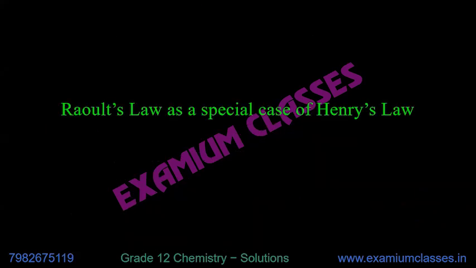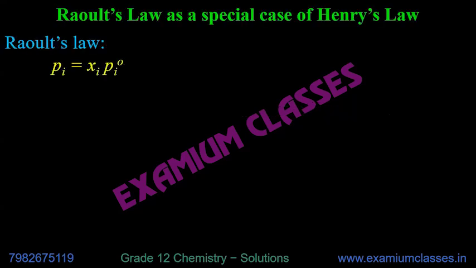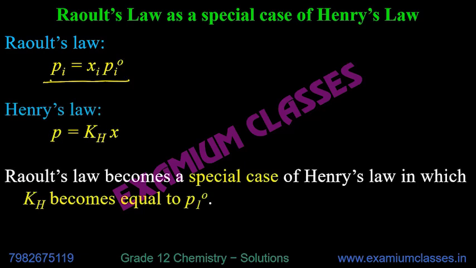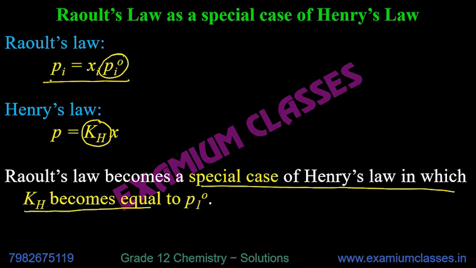Raoult's law, as I said, is a special case of Henry's law, or you can say Henry's law is a special case of Raoult's law. Raoult's law is Pi equals Xi Pi naught. And if you write Henry's law, it is similar. It says P equals KH X. It means these two are the same if KH is P1 naught or Pi naught. So Raoult's law becomes a special case of Henry's law in which KH becomes equal to P1 naught.